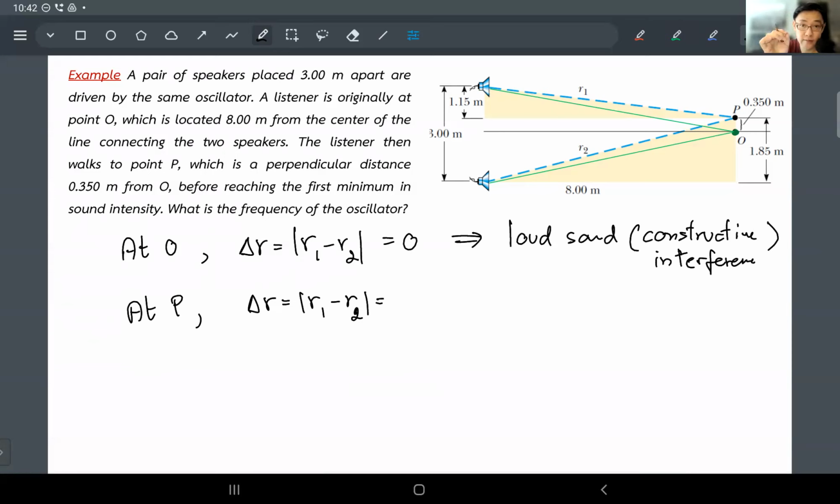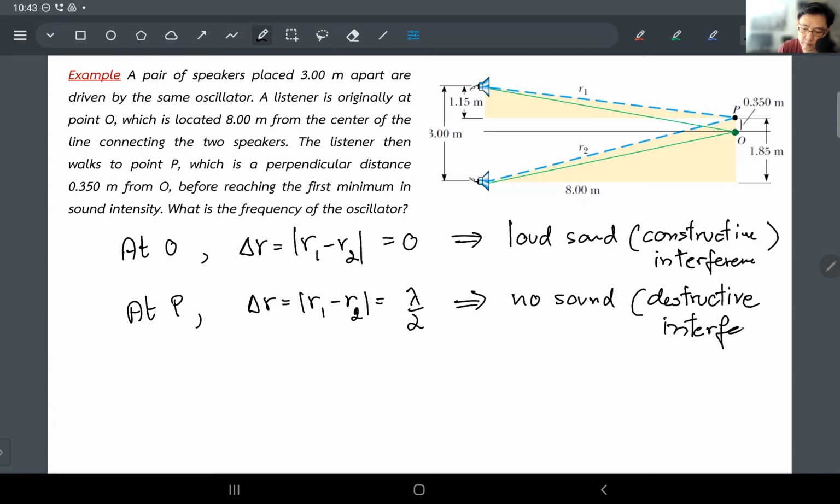Cool? Yes, because that's the first time that you're hearing no sound. That is the first time that you're going to get a zero resultant wave, nothing. And that is no sound. And that is the destructive interference. Cool. All right, and that's it.